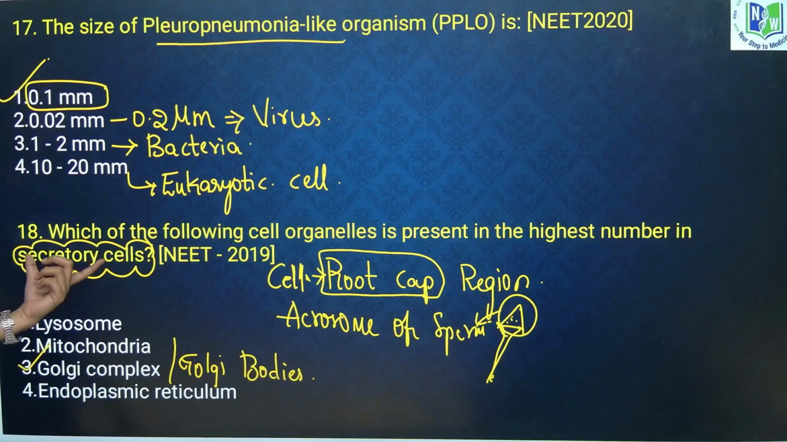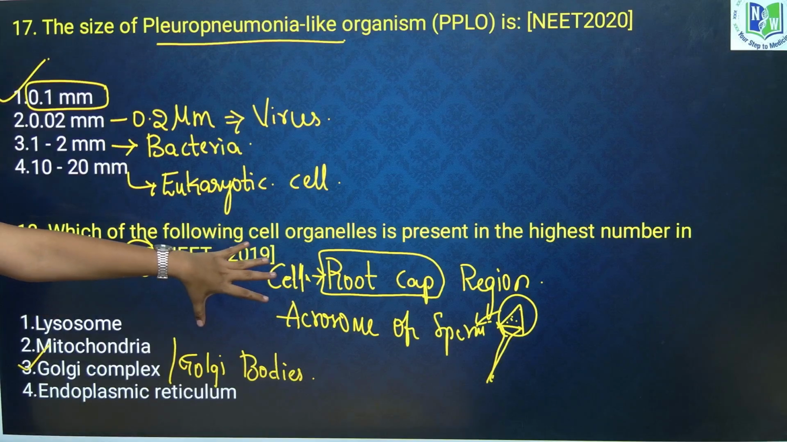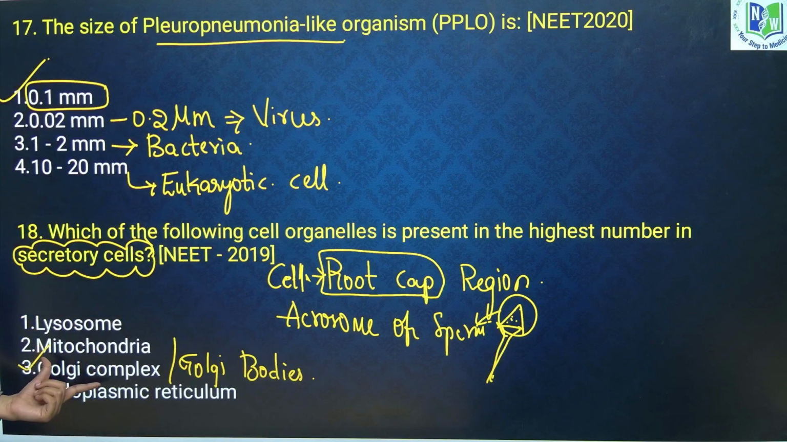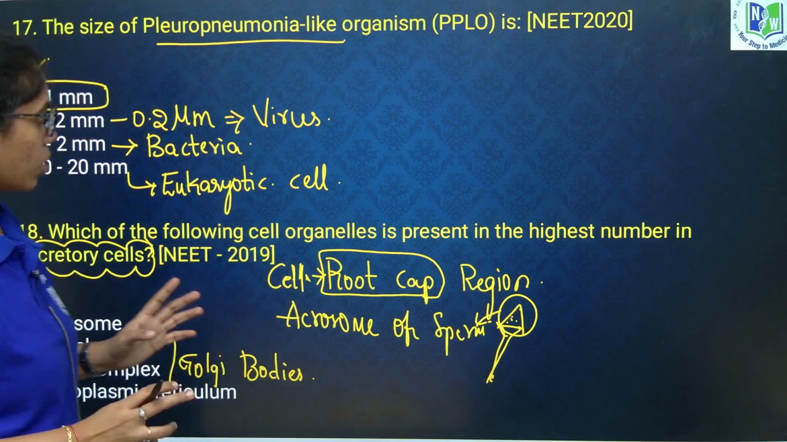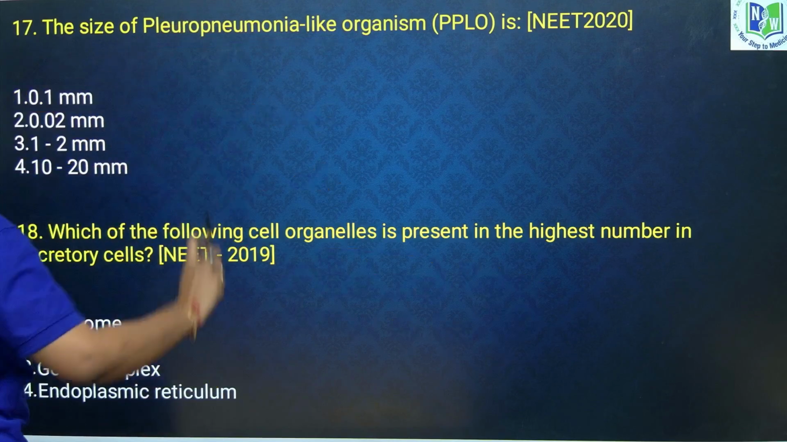Okay, so these are secretory cells, examples of a few secretory cells wherein you will find which type of organelles? Golgi bodies, because they will secrete a lot of the molecules which are packed from lipids and proteins. Okay, next.